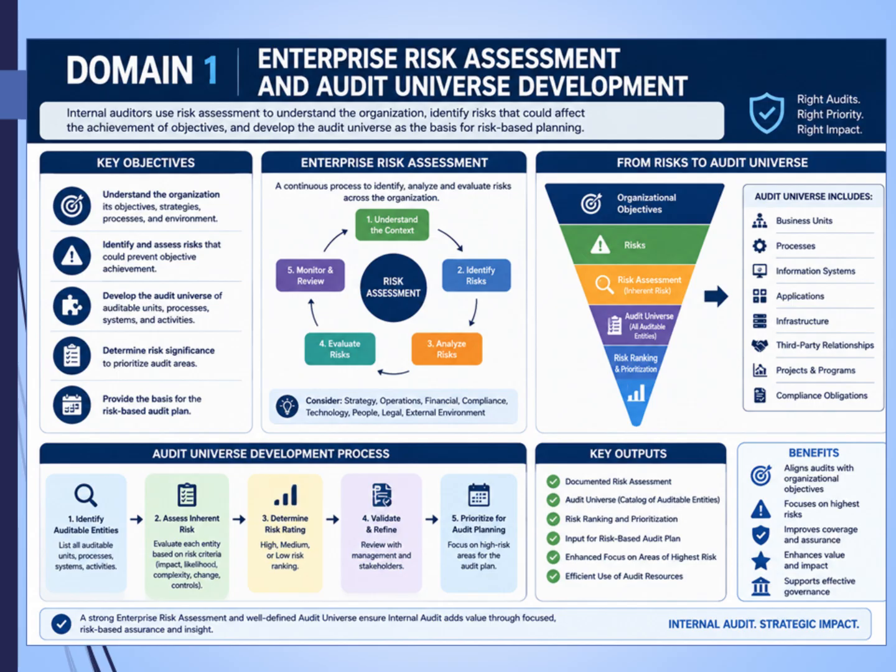Internal auditors use enterprise risk assessment to understand the organization, identify areas of greatest risk, and build the audit universe that supports risk-based audit planning. The process begins by understanding the business context, objectives, operations, technology, compliance obligations, and external environment. Auditors then identify and analyze risks that could impact the achievement of organizational objectives, considering factors such as likelihood, impact, control effectiveness, and materiality. These risks are translated into the audit universe, which includes auditable entities such as business units, applications, infrastructure, vendors, projects, and compliance areas. The audit universe is then ranked and prioritized so audit resources can focus on the areas of highest risk and greatest business impact. The outcome is a structured, risk-based foundation that improves audit coverage, strengthens governance, and supports strategic audit planning.